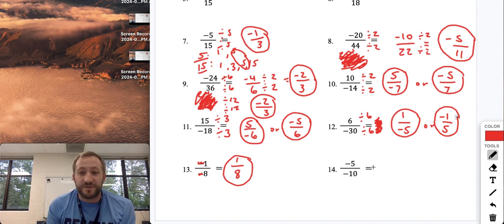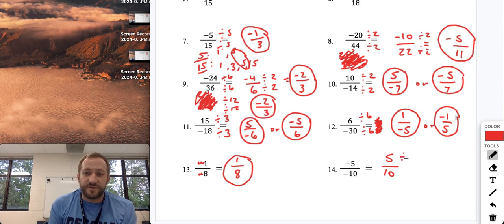Let's look at this one over here. Again, a negative in the numerator and in the denominator. Get rid of them both because a negative divided by a negative is just a positive. Now look, 5 over 10, they're both divisible by 5. That's their greatest common factor here, I believe. 5 divided by 5 gives me 1. 10 divided by 5 gives me 2. And that's the simplified form of that one.